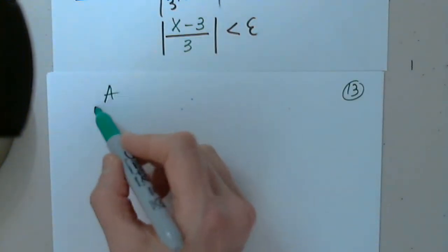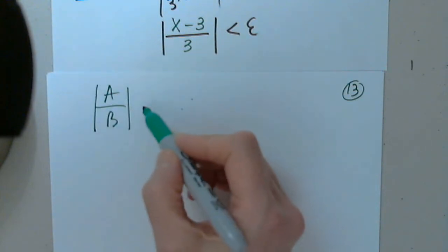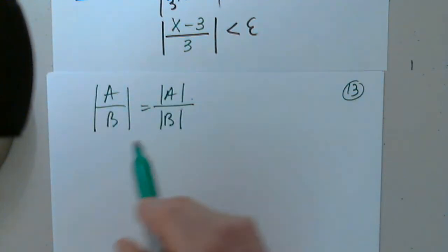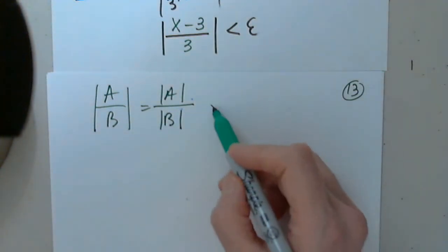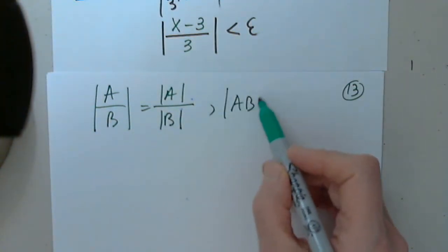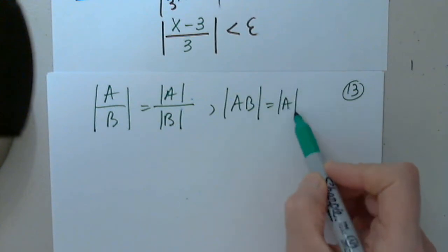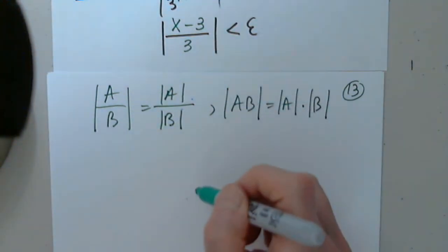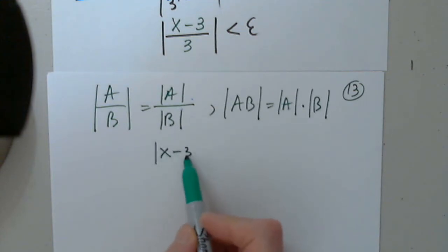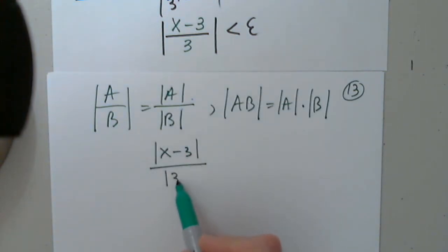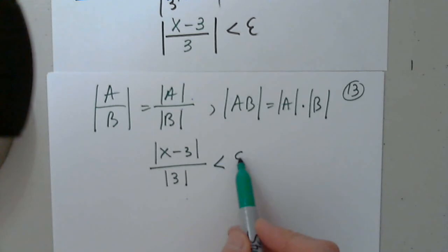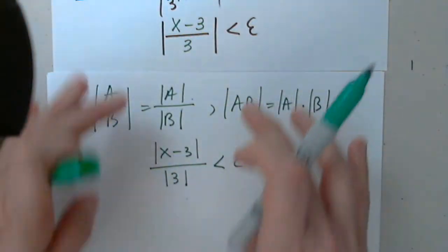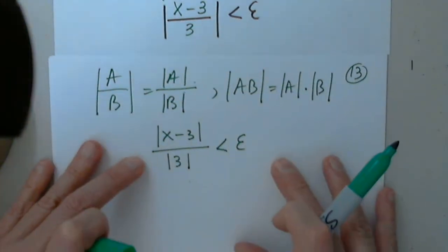The next step, remember, this is a tricky function. So the absolute value of a over b can be written as the absolute value of a over the absolute value of b. This is a property of the absolute value. Also, the absolute value of ab is the same as the absolute value of a times the absolute value of b. I have to show that in the next step. I have to write x minus 3 in absolute value over the absolute value of 3 less than epsilon. You cannot multiply, distribute, do anything here. Please follow from this step to this step.